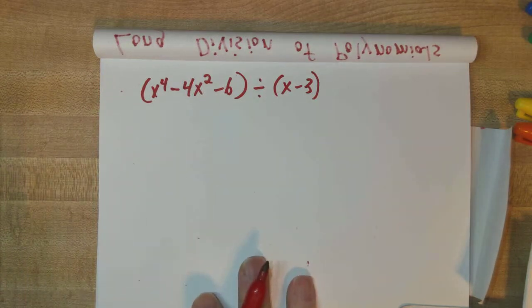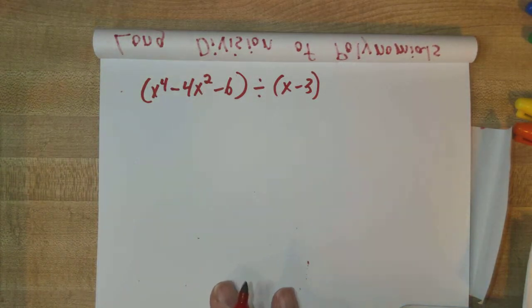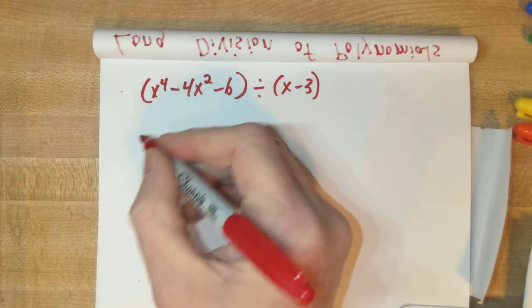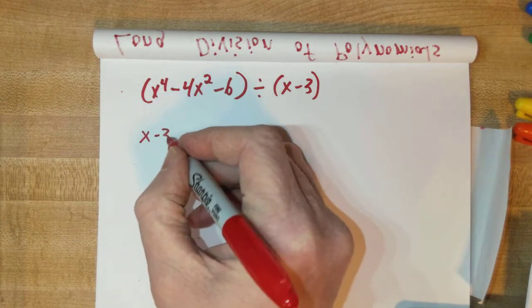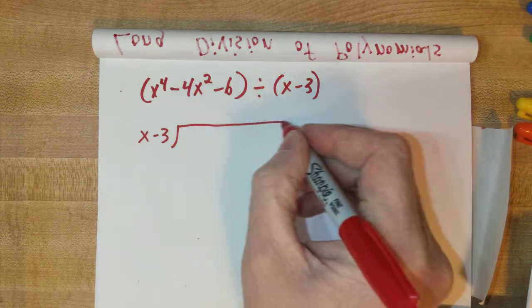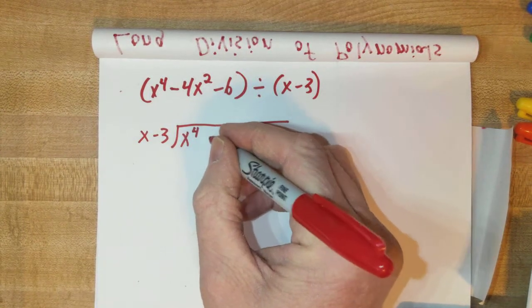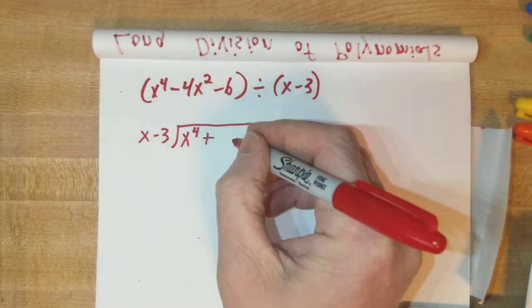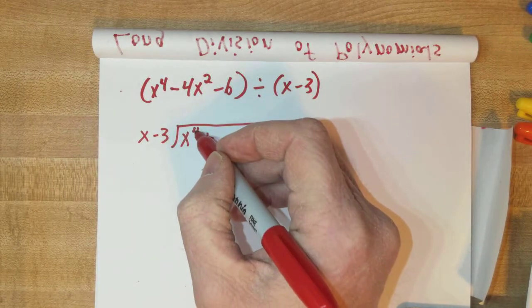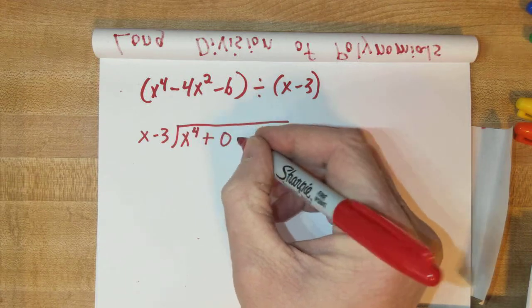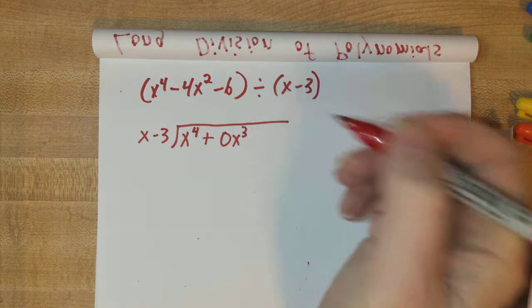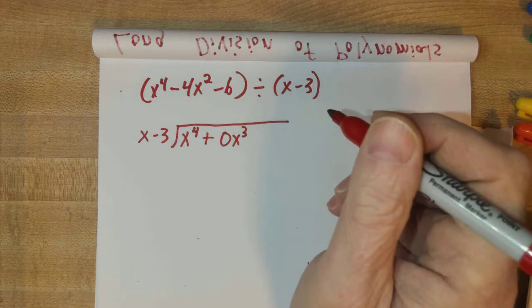So on this one, I'm going to put the x minus 3, the divisor, on the outside here. I'm going to put x to the 4th. I'm going to do something here. I want all the powers descending to happen, and I don't have an x to the 3rd power, so I'm going to write 0x to the 3rd.